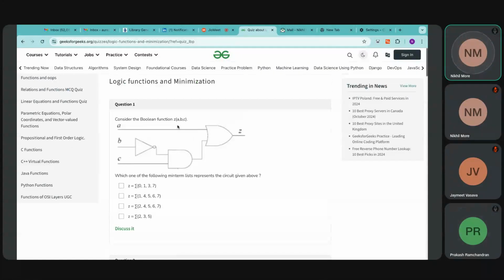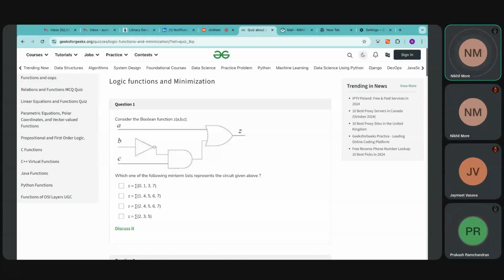So let me check this one. This is actually a very simple thing, but we'll have to create a truth table for this, and we can find out what's happening. So basically, what is going on over here is this is an AND gate, this is a NOT gate, which inverses the value. This is an OR gate.